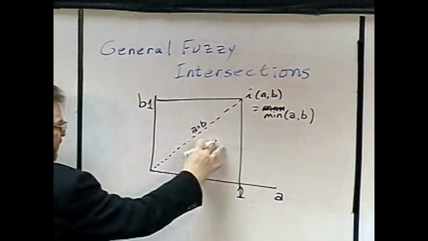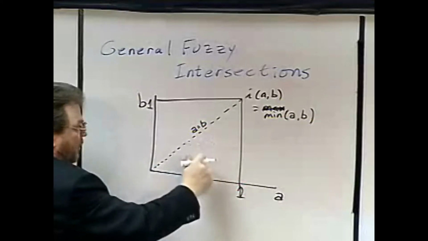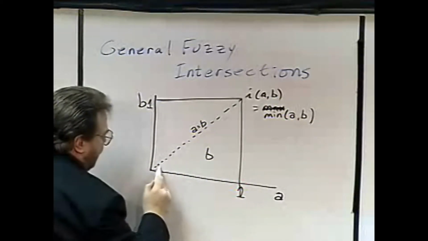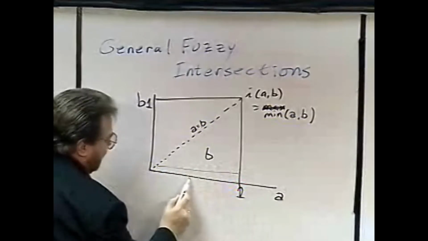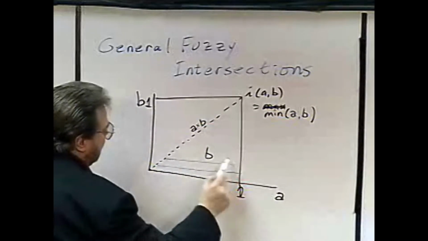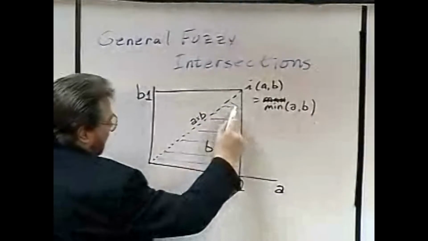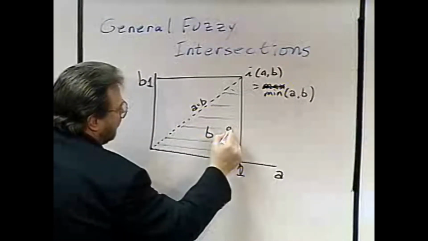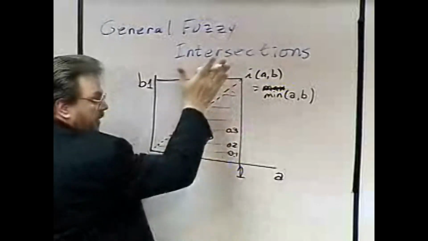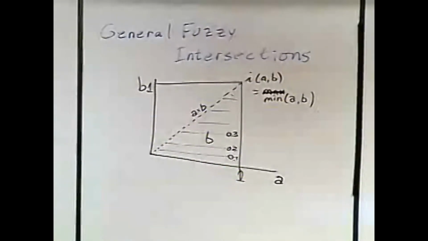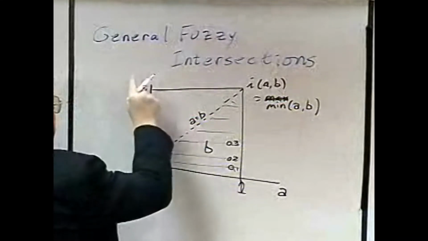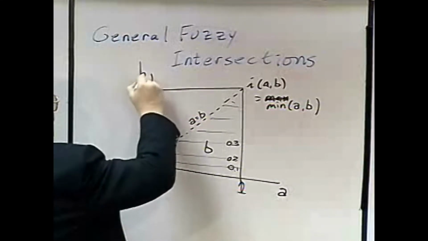I think that B is the minimum over here, isn't it? So over here it's B. So everything here is B. So we actually have a buildup, kind of a ramp going up, with B going from 0.1, 0.2, 0.3. So there's kind of a ramp going up here, because it's equal to B there. Similar fashion over here with B.